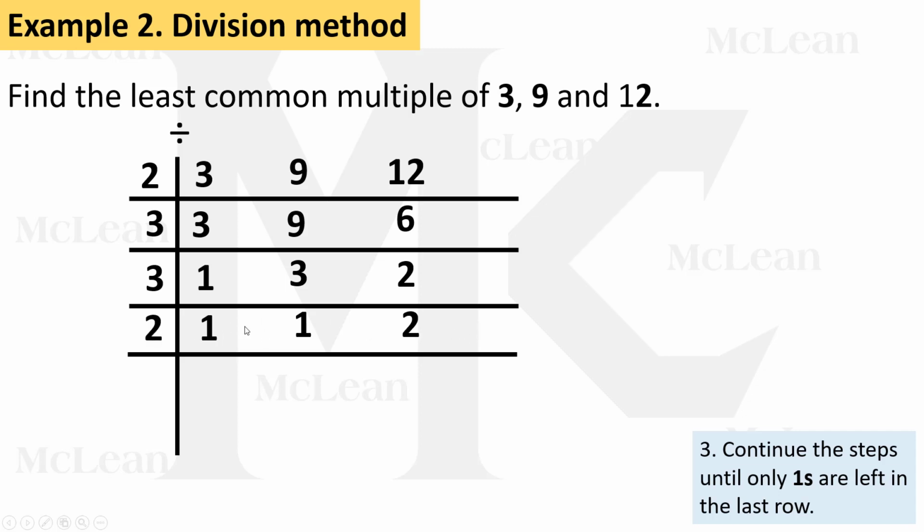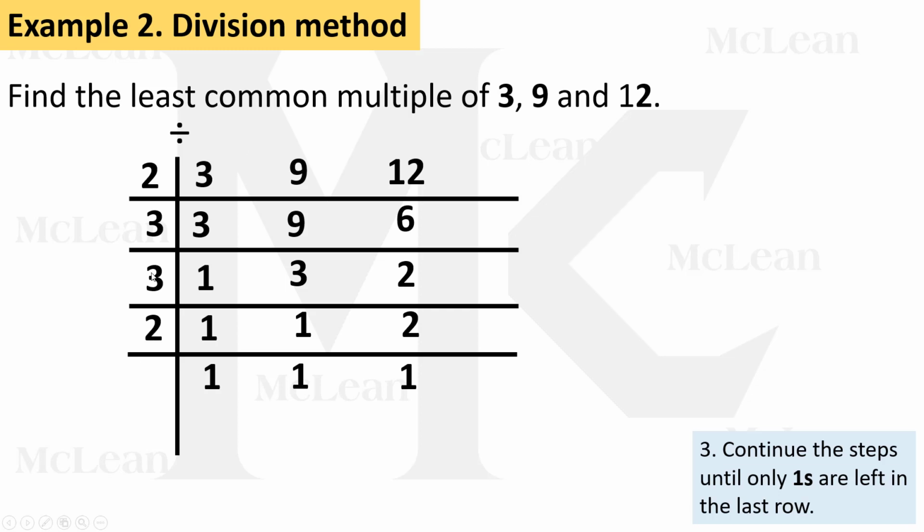Aha, I'm guessing 2. So 1 divided by 2? Nope. Bring the 1 down. 1 divided by 2? Nope. Can 2 be divided by 2? Yes. So here's 1. 2 times 1 is 2. So we have all 1s at the bottom. So we are finishing up.